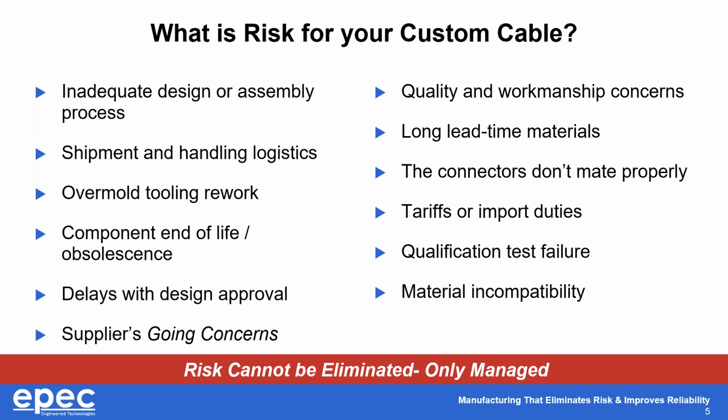A supplier's going concern. It's assumed that all of your suppliers will remain in business indefinitely, but what happens if one of them stumbles and encounters financial challenges? Quality, workmanship concerns, etc. These are all things that can happen during your custom cable build. Other types of risk, such as your connectors not mating properly, aren't going to be able to be determined until after you've built and shipped and you go to assemble your product. Other types of risk obviously include some types of tariffs, import duties, and all the way to some type of qualification failure that you experience during development and testing. Ultimately, risk can never be eliminated and it can only be managed.